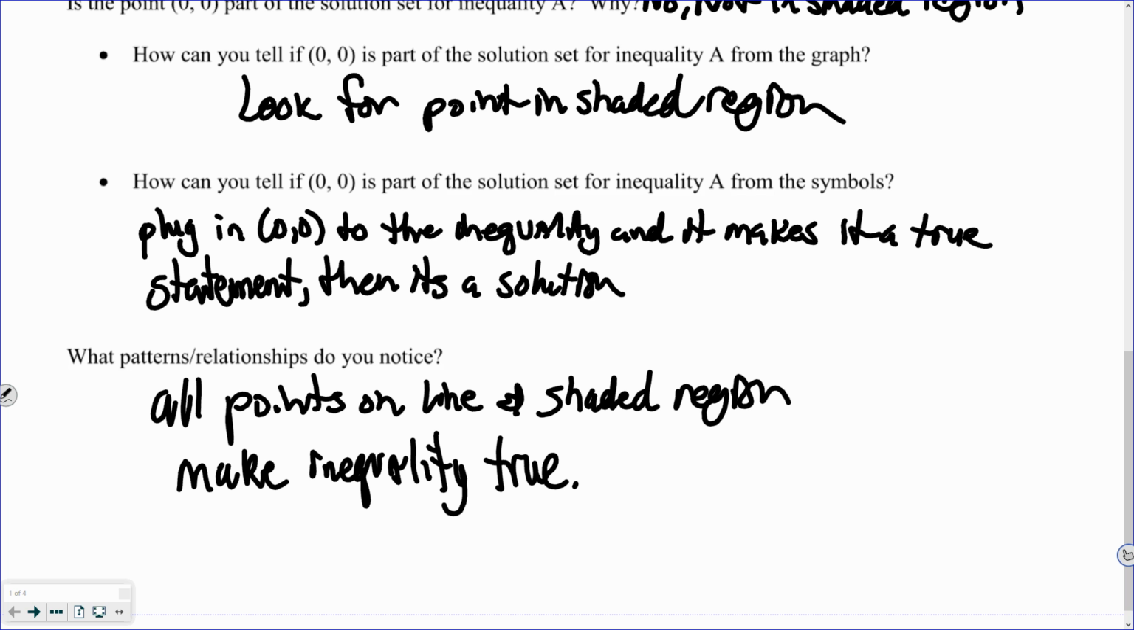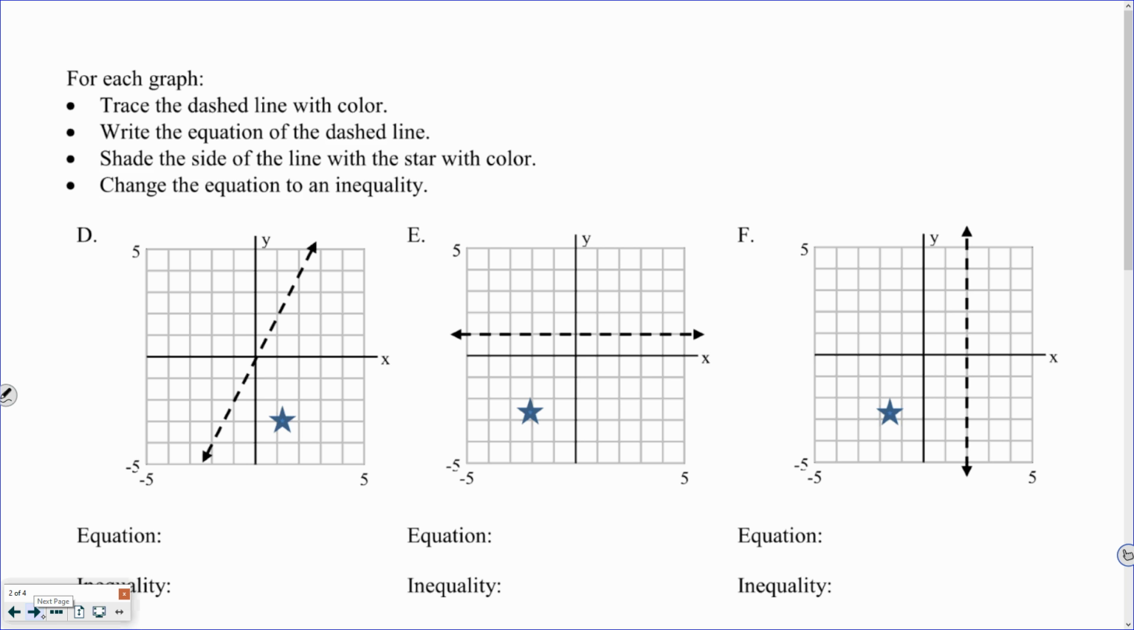Okay, moving on. We got a few pages here today. There's 4 of them. We should get through it rather easily. All right, so it says trace the dashed line with a color. Okay. So since it's black there, I will make this red. We'll humor it.